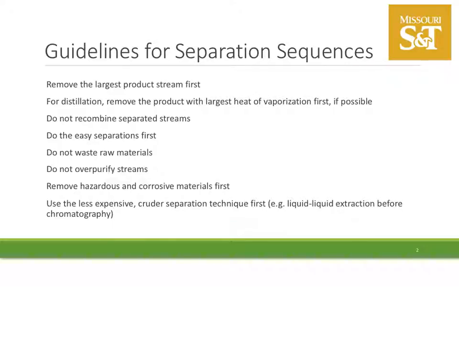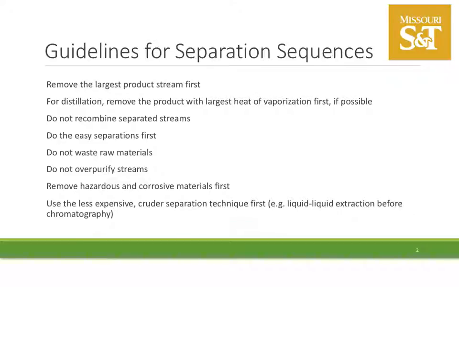And the first thing is, whatever you do, if you can remove the largest product stream first, you're going to reduce the size of all subsequent pieces of equipment. And that will reduce both your purchase price for the equipment and your operating costs. So that's going to be something that's really significant. When you look at a stream and you're trying to figure out what do I want to do first, get rid of the biggest piece of it. So if you're doing distillation, you're going to also want to look and see which one has the largest heat of vaporization. Because if you remove that one early on, it's going to reduce how much energy you need to put in the reboiler or take out in the condenser.